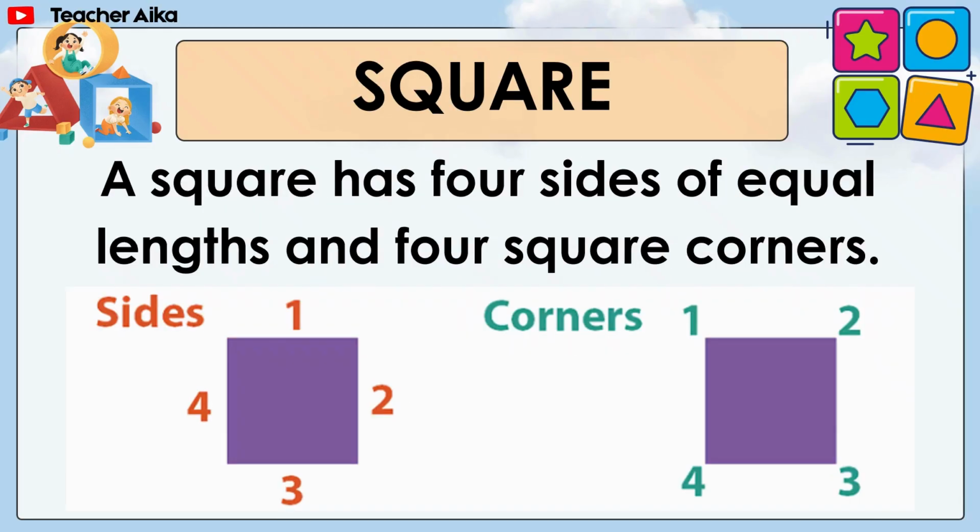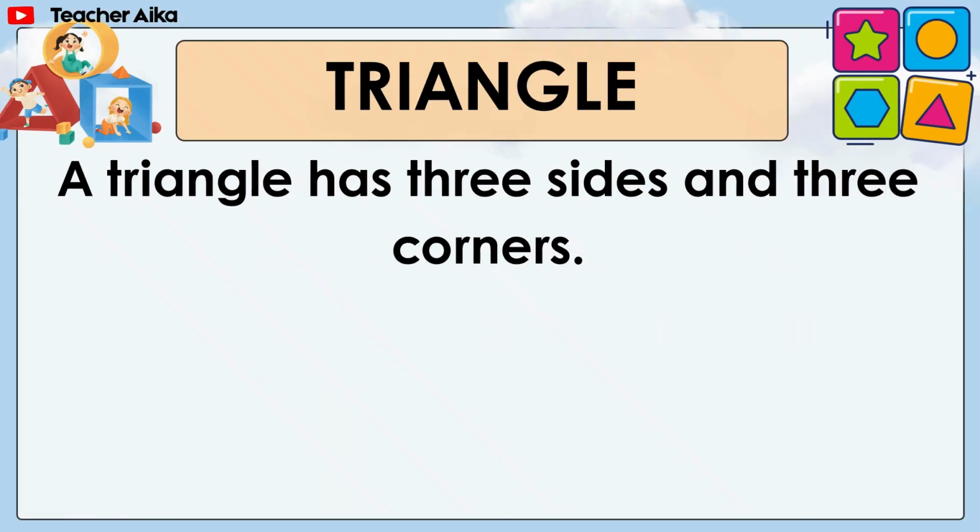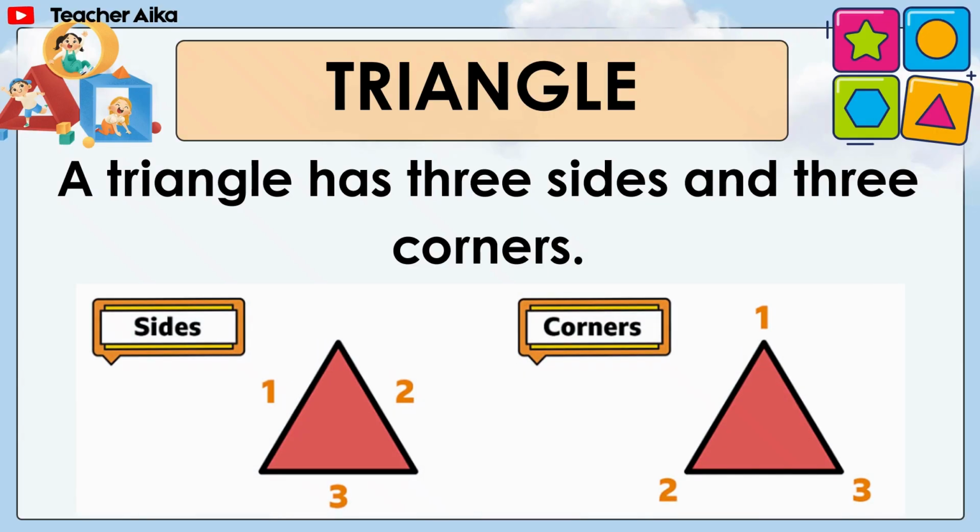Square. A square has 4 sides of equal length and 4 square corners. Let's look at the picture and let's count. Sides 1, 2, 3, 4. Next, corners 1, 2, 3, 4. Triangle. A triangle has 3 sides and 3 corners. Look at the picture and let's count. Sides 1, 2, 3. Next, corners 1, 2, 3.